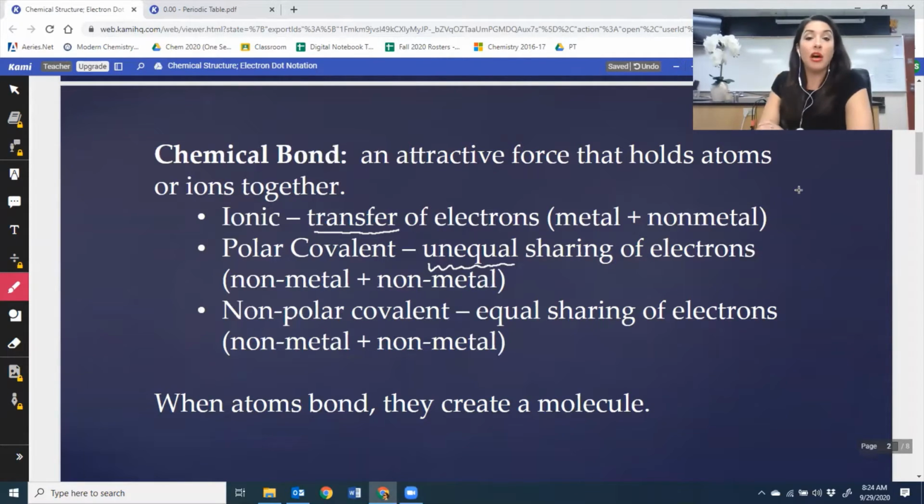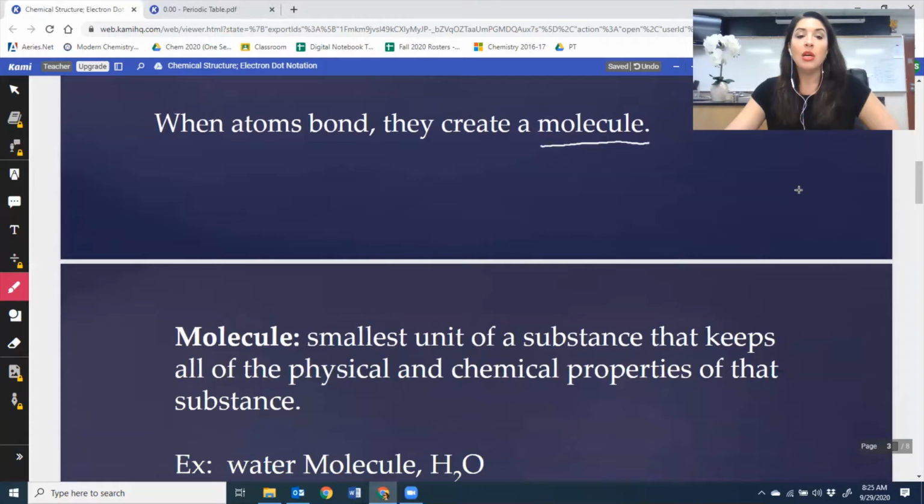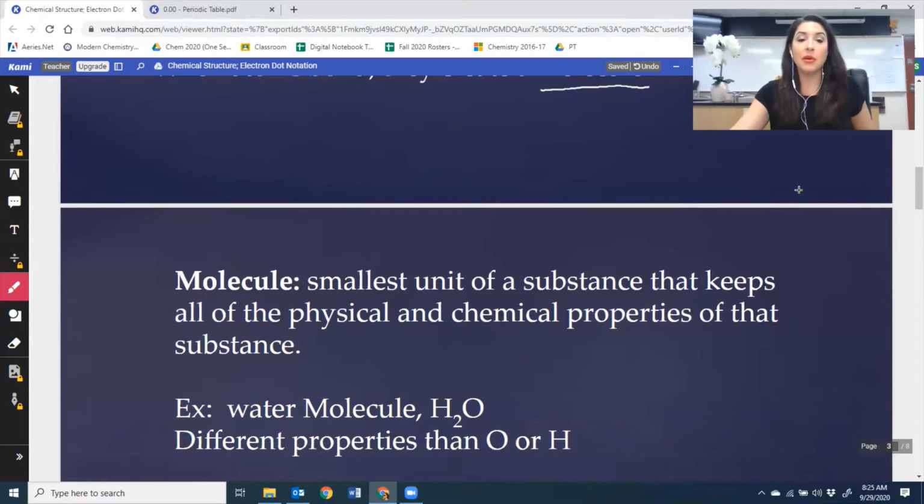Then we discussed non-polar covalent bonds, which is a type of covalent bond in which there's equal sharing of electrons. Those occur between nonmetals and nonmetals. When atoms bond, they create something called a molecule. So a molecule is made up of two or more atoms. You can have different atoms, you can have the same atoms, but when things are bonded together, we call that a molecule. So a molecule is the smallest unit of a substance that keeps all of the physical and chemical properties of that substance. For example, take the molecular formula of water, H2O.